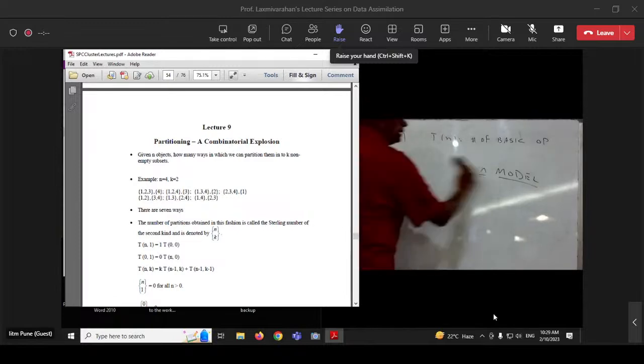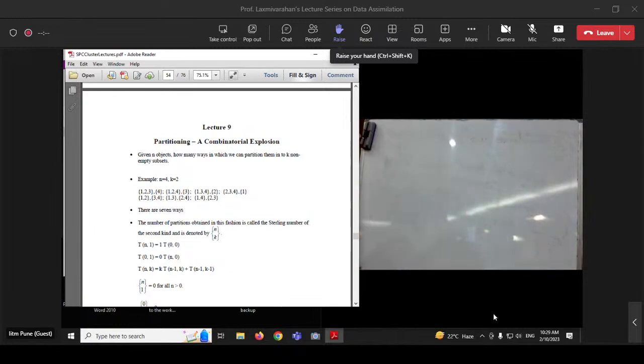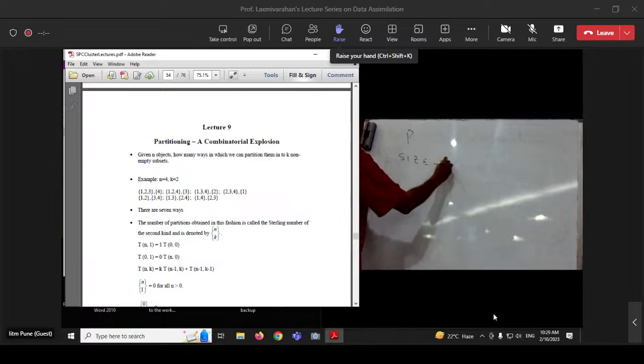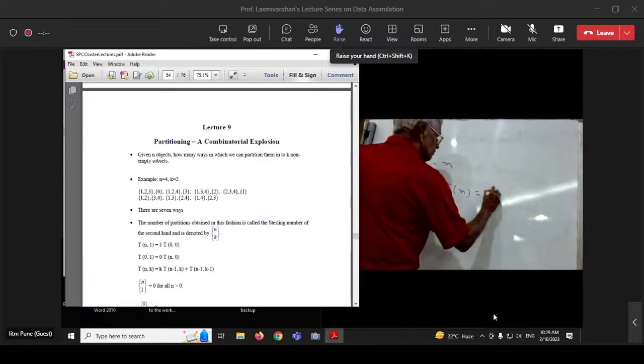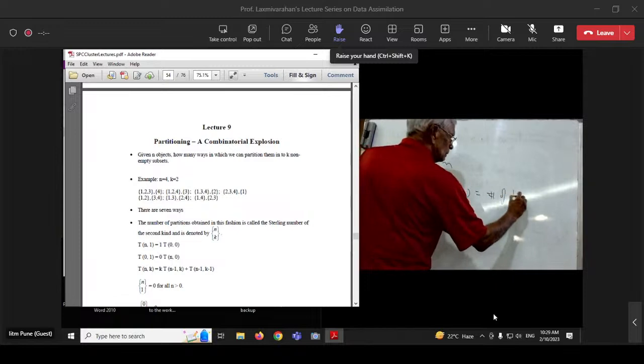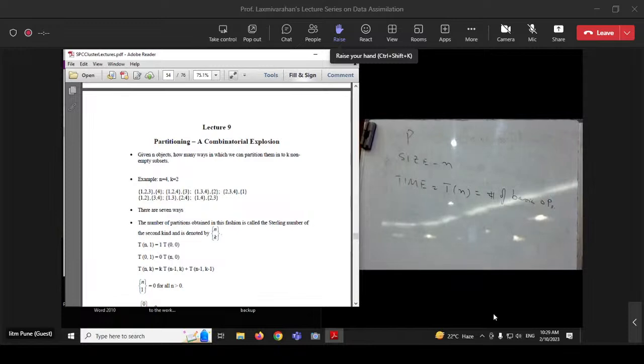So with that in mind, let me go back. If I have a problem P, the size of the problem is n. The time complexity is T of n, which is equal to the number of basic operations. I'm going to start by giving some examples now. So T of n is called a time complexity function.